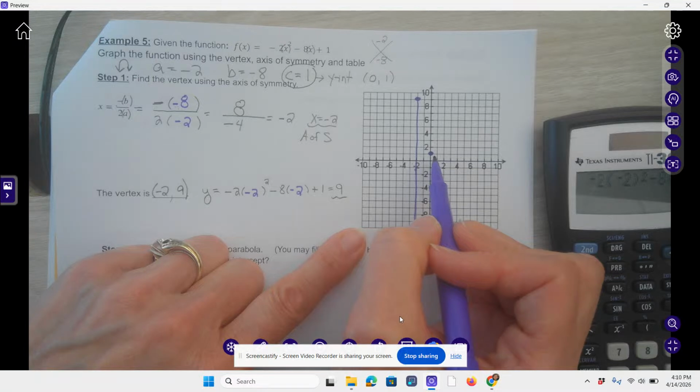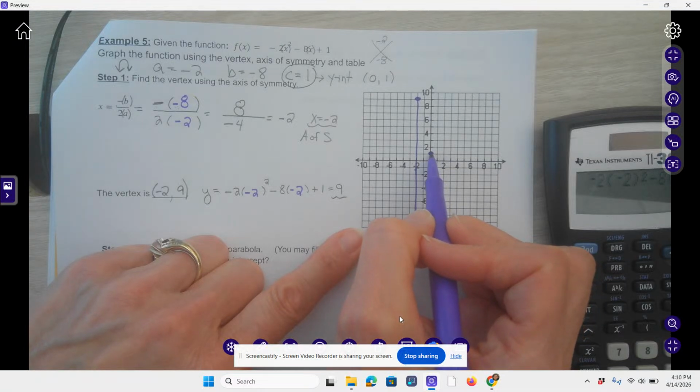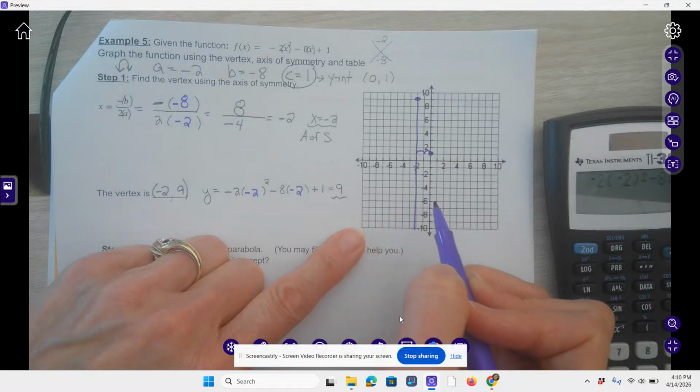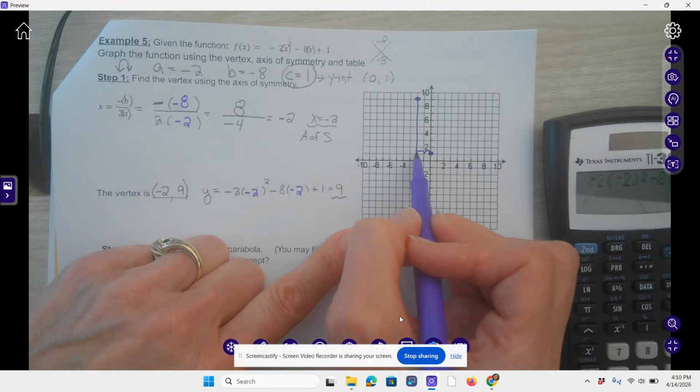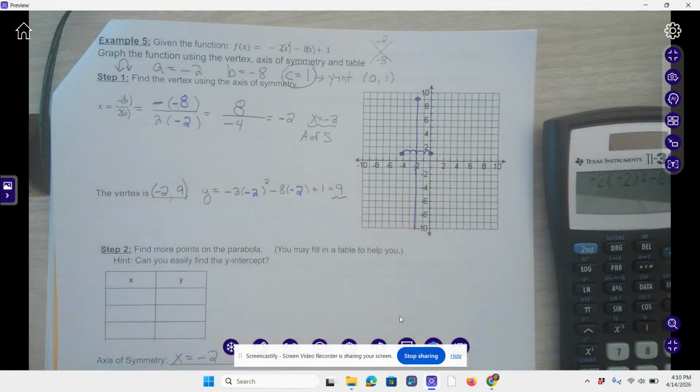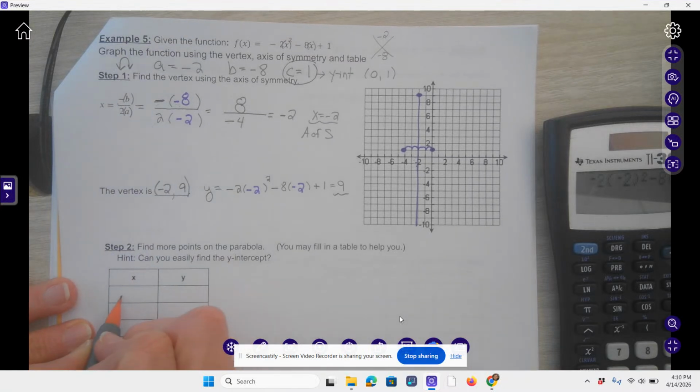Okay, now this point is 1, 2 to the right of the axis of symmetry. Go 1, 2 to the left and put another point. So we already have 3 points on our parabola. Honestly, we could do a pretty good graph right now, but I want you to practice finding one more point. And we're going to write the vertex again.